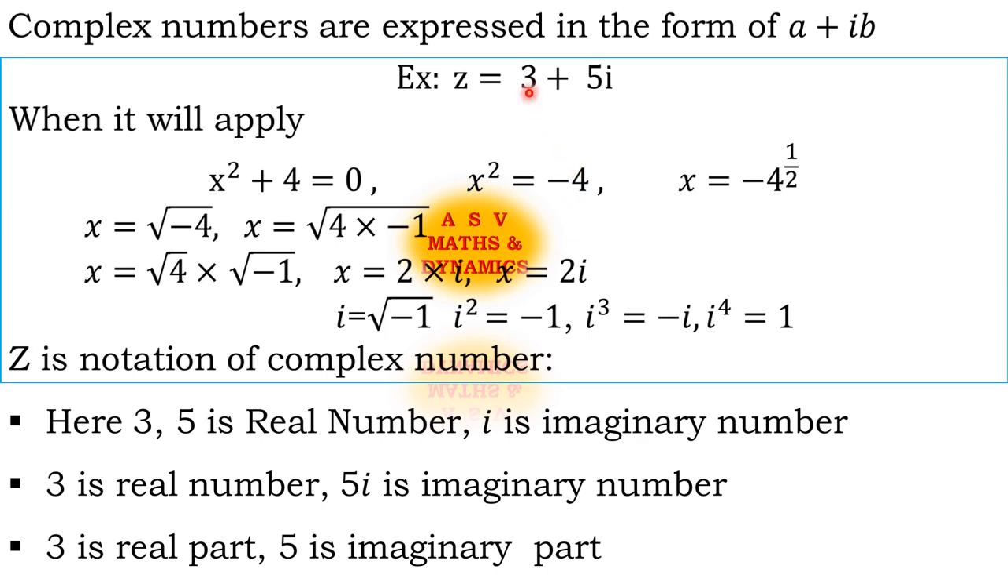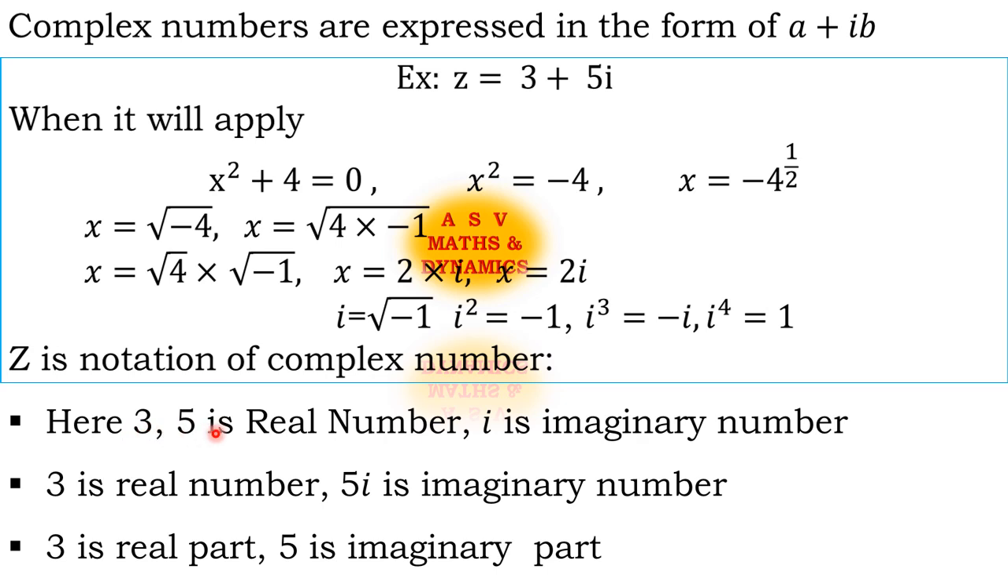Only if you mention 3 comma 5, it means the 3 comma 5 is a real number and the i is the imaginary number. Suppose you want to split the two terms: 3 is the real number, 5i is the imaginary number. Another one, the parts: so 3 is the real part, and 5 only is the imaginary part.